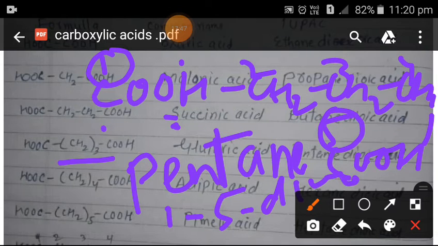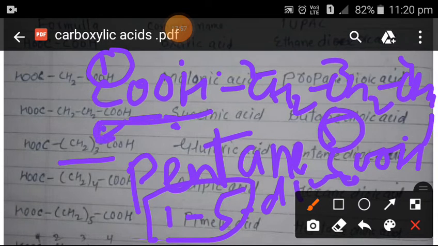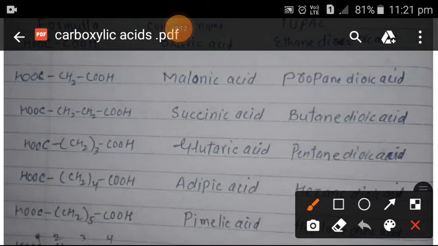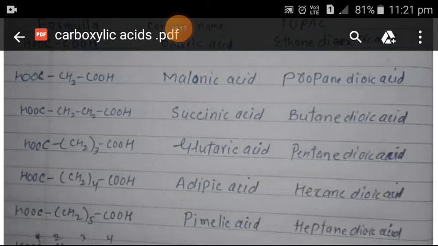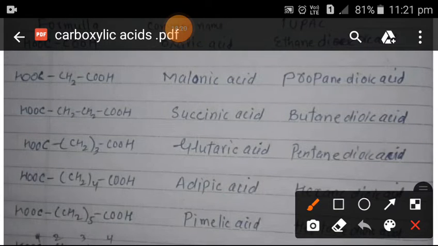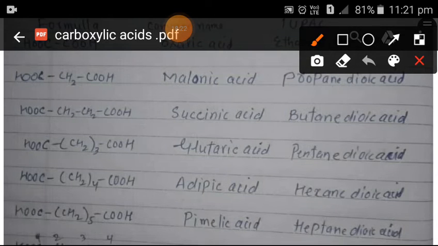Clear? Since they are terminal, we usually do not give the number of the carbon atoms, because the carboxylic acid functional group is always terminal. For a terminal group, you need not write the number of the carbon atom it is on. Being terminal, there is no need to write a number. So you write the name of the compound as pentane dioic acid. Pentane dioic acid.